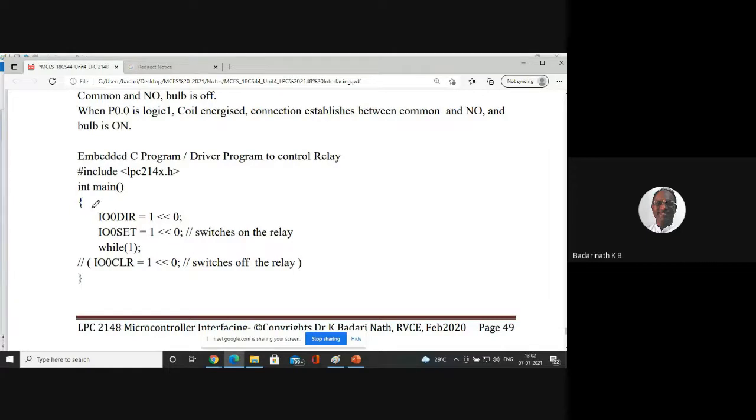So set the direction of that first, and then how do you make it on? Just write one statement: IO0SET = 1 << 0, because I'm assuming P0.0. Finish. It's on. After that, a while loop is there. Just write a small program like that, and your relay is on.